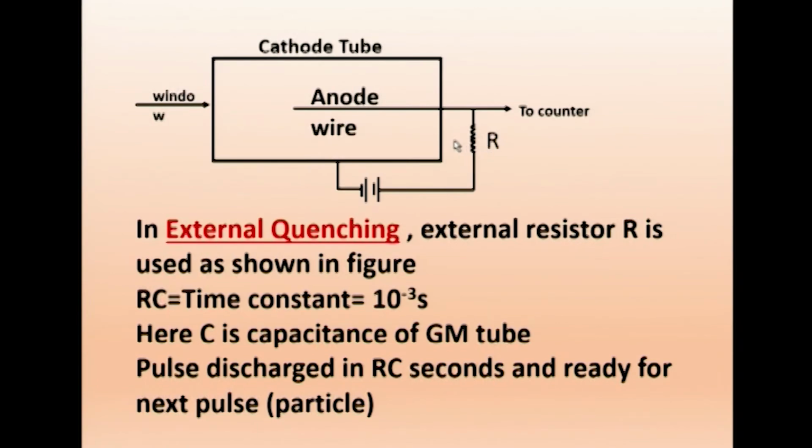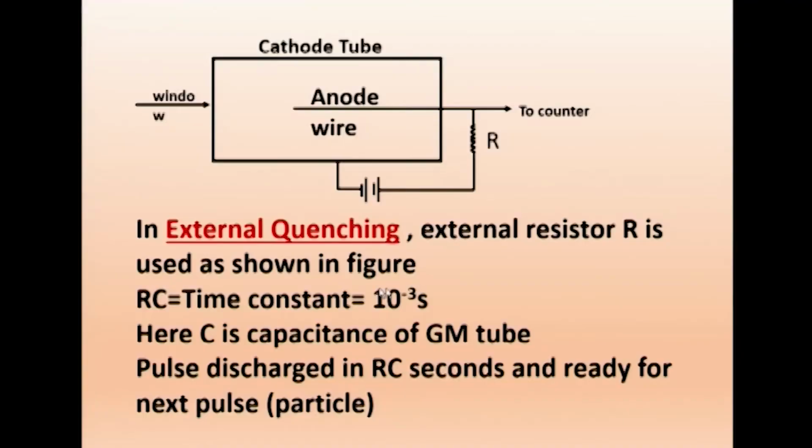We can adjust the external resistor such that you will get about 1 millisecond, 10 power minus 3 second, for R into C. When you make it 1 millisecond, then if alpha particles are coming at an interval greater than 10 power minus 3 second, the counter will be ready. So it will count one pulse, get ready. After 1 millisecond, that is 10 power minus 3 second, a second pulse comes, it can read. So here the dead time is 10 power minus 3 second.